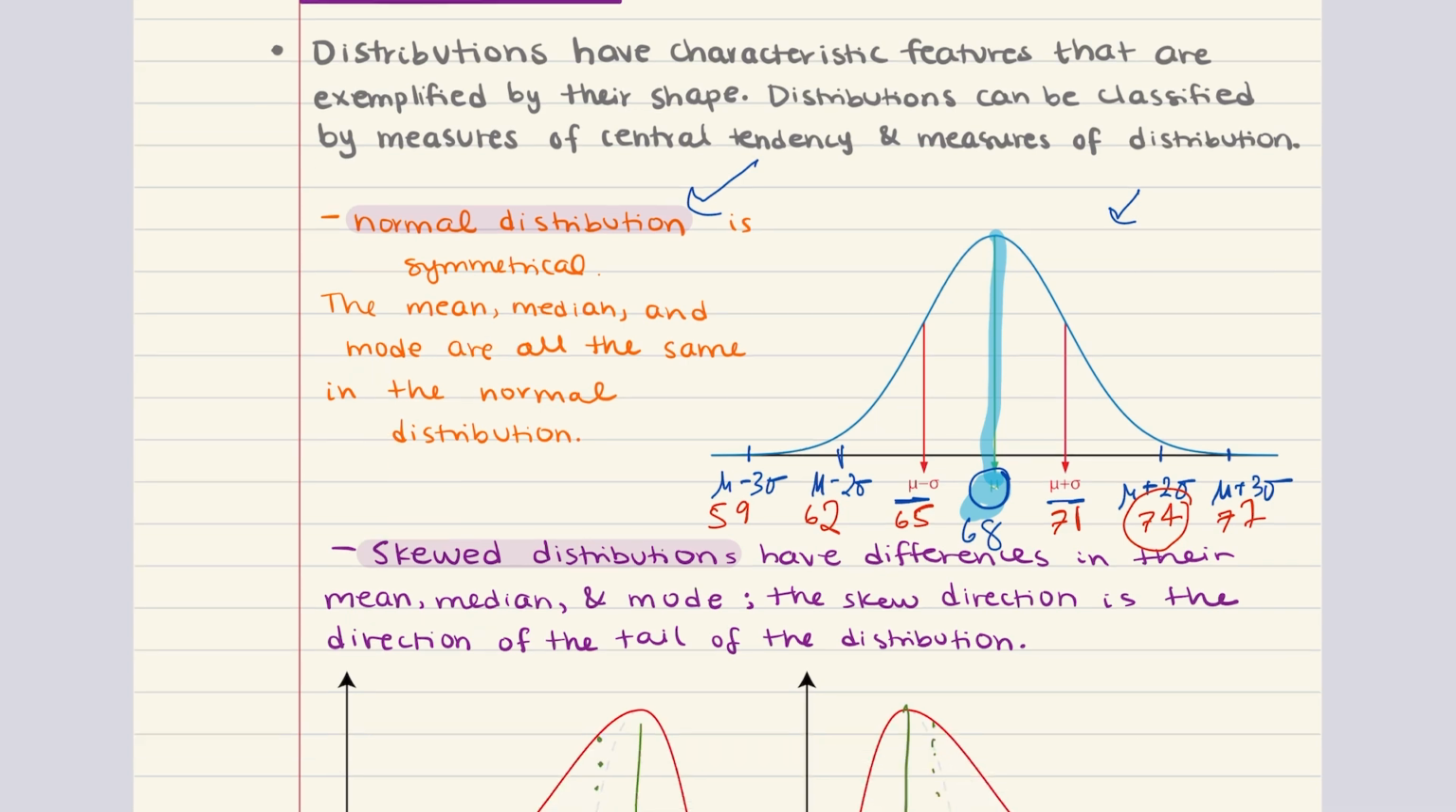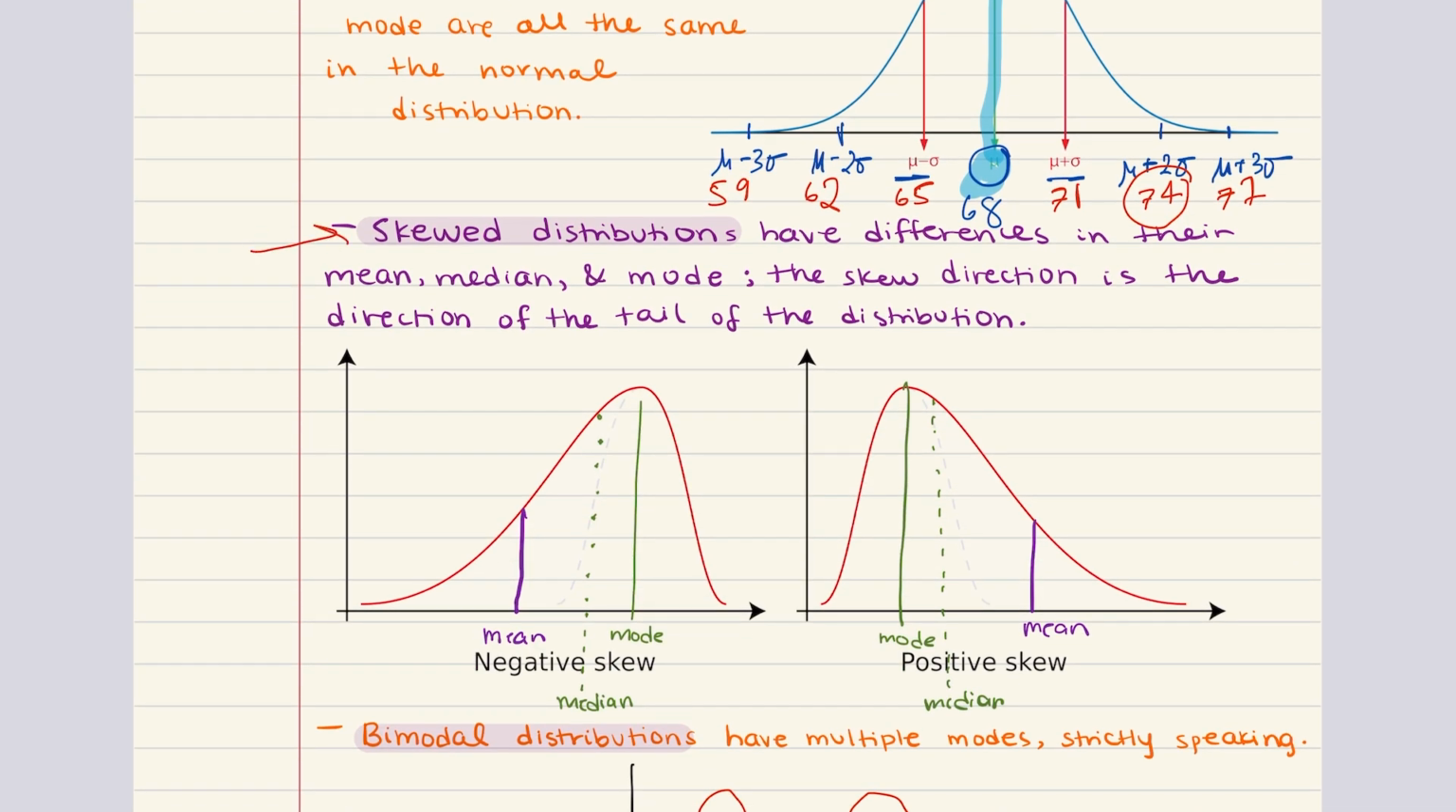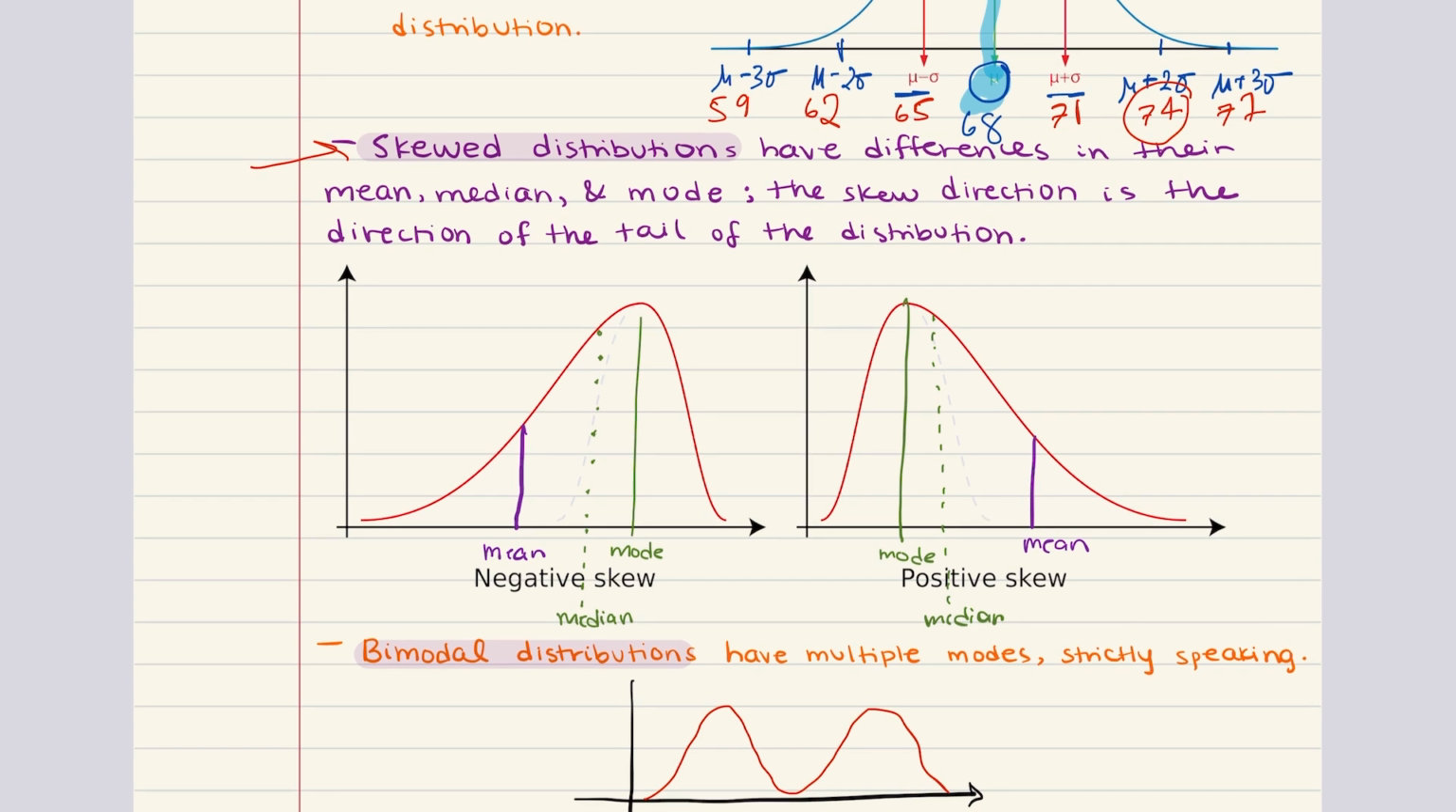Now let's discuss skewed distributions. This is where the data is not symmetrically distributed. In skewed distributions, the mean, median, and mode differ, and the direction of the skew is determined by the tail of the distribution. Now, there are two types of skew distributions.